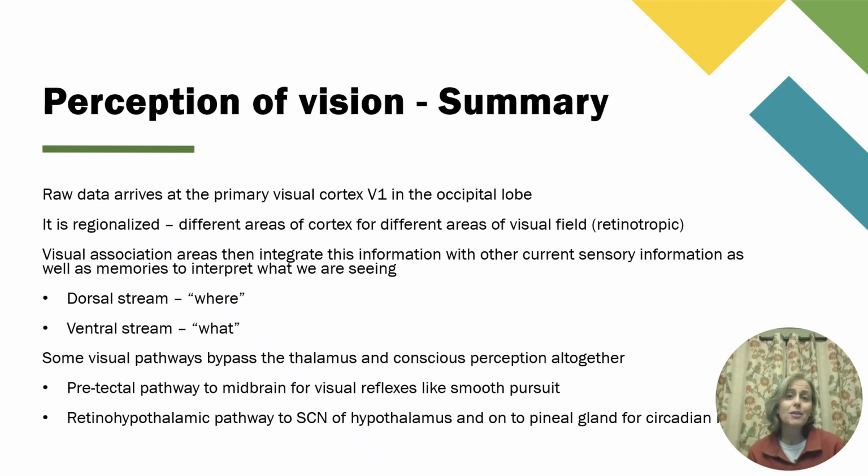And then we talked about how some visual pathways we are not consciously aware of at all. So there's that pretectal one to the midbrain to help us with some visual orienting reflexes, as well as that smooth pursuit. And then the retinohypothalamic pathway, which goes to the suprachiasmatic nucleus of the hypothalamus. And then there's a synapse there, and then it goes to the pineal gland, which is then going to regulate whether or not we make melatonin to help with our circadian rhythm, our day-night cycle.